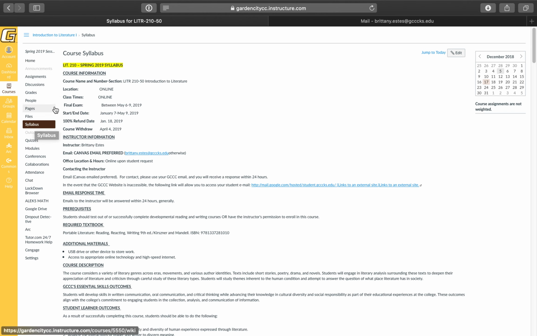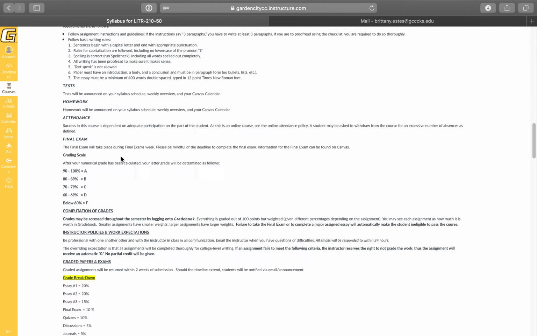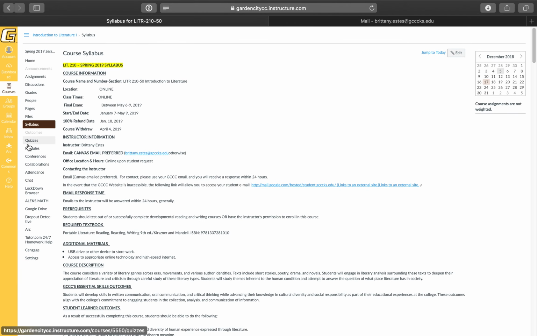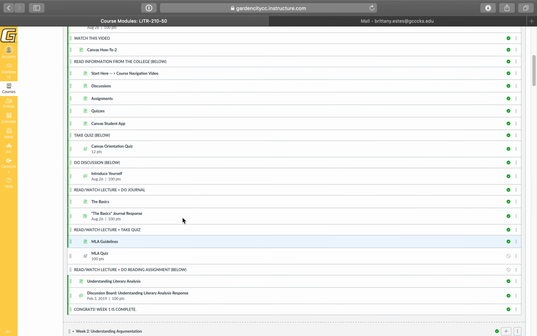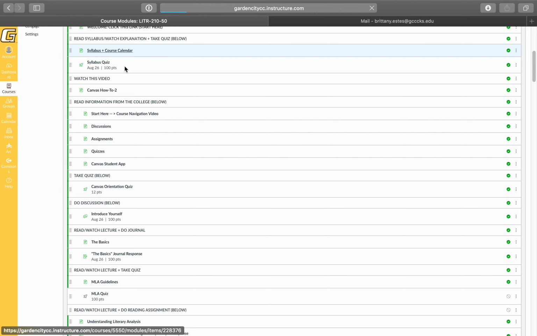You can always find your syllabus in your course calendar under the syllabus tab, but you're working here in the modules. So you should be able to see it right here on the syllabus and course calendar.